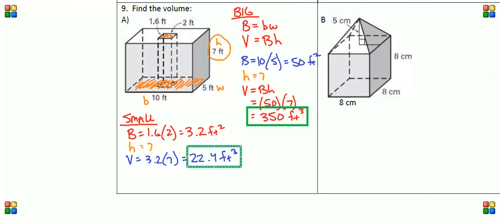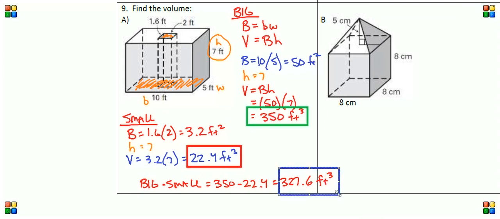Now what we can do is just take the volume of the bigger prism and subtract from that the volume of the smaller prism. I'll leave that color there. So we've got big minus small, which is equal to 350 minus 22.4, and that is equal to 327.6 feet cubed. That is going to be our final answer. Remember again, we're subtracting because we're cutting that piece out of the middle.